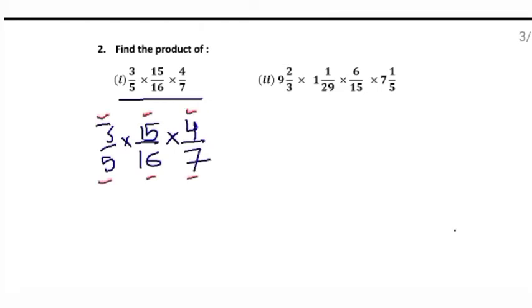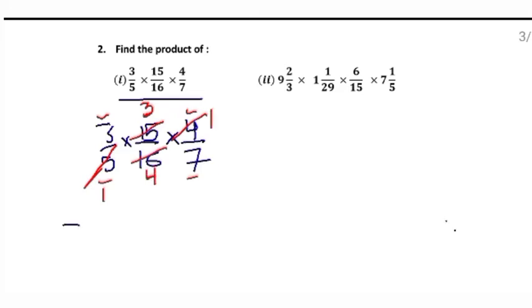Check whether the numerator or denominator are divisible by any same number. If yes, then cut them. This 5 and this 15 both are divisible by 5, so cut them. 5 ones are 5, 5 3s are 15. Okay, this 4 and this 16 both are divisible by 4, so cut them. 4 4s are 16, 4 1s are 4.